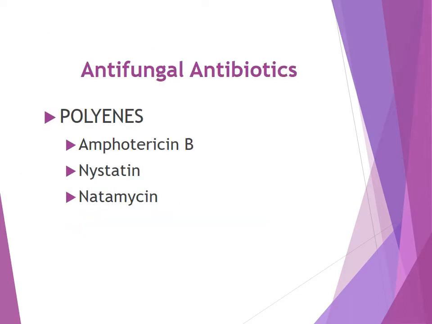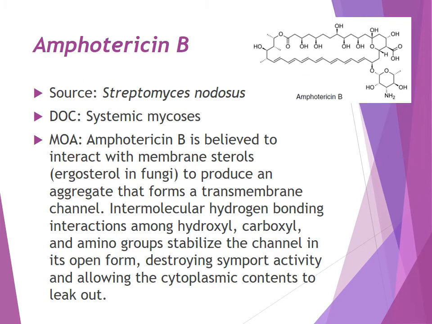Next, we have your antifungal antibiotics, such as your polyenes. Under your polyenes, we have your amphotericin B, nystatin, and natamycin. So, for amphotericin B, the source of our amphotericin B is your Streptomyces nodosus, drug of choice for systemic mycoses. Di ba nakita niyo yung table kanina? Systemic mycoses, puro amphotericin B yung ating drug of choice except for histoplasmosis and cryptococcus.